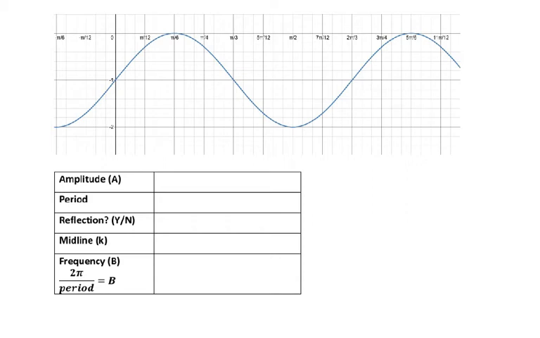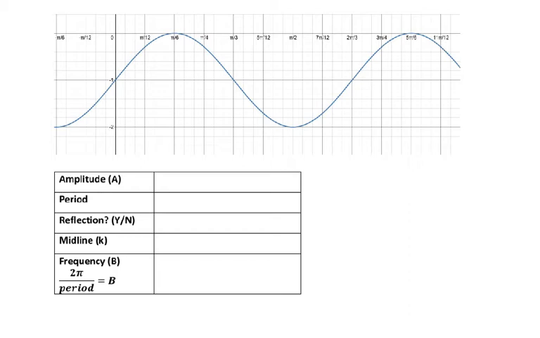And so we are first going to start off by filling out this chart with these key characteristics because they're going to be the same for both of our functions. First off, to find our amplitude, we need to figure out our midline because our amplitude is the distance between the maximum point and our midline.